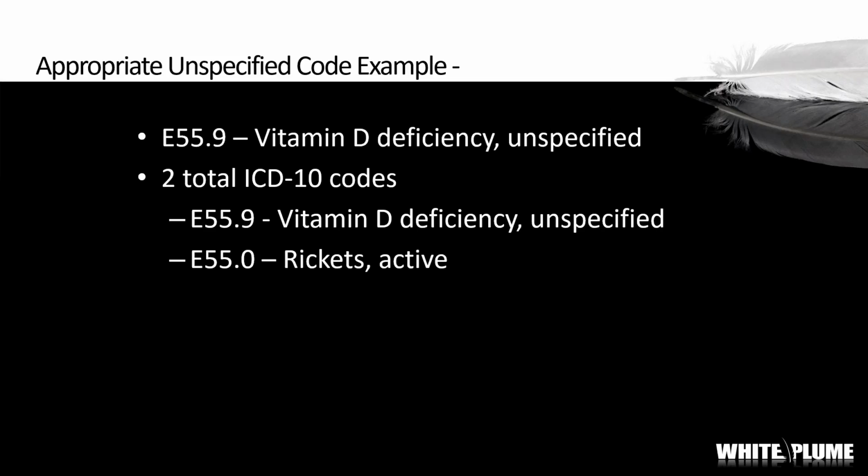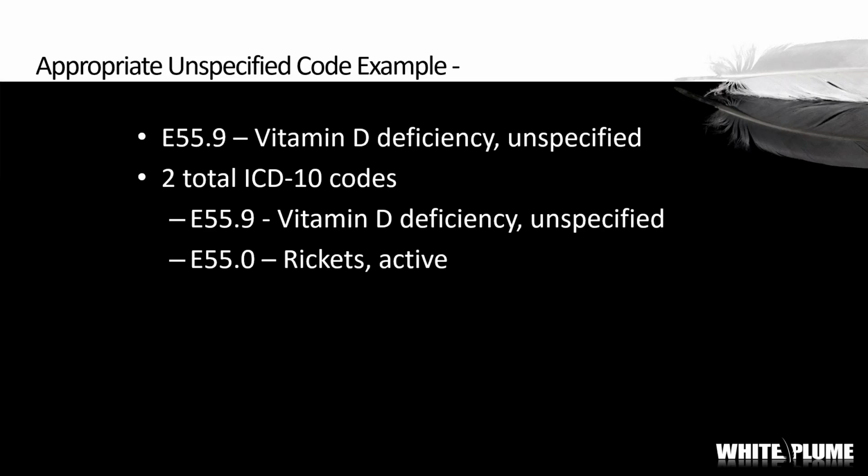Now, the code freeze will be expiring in October, and new codes will be coming in. But today, these are the only 2 codes that have anything to do with vitamin D deficiency in the code book. And so if a patient doesn't have rickets, then E55.9 is the correct code to use. This is an example of you are coding correctly. There are not more specific choices, but your payer may be denying it.